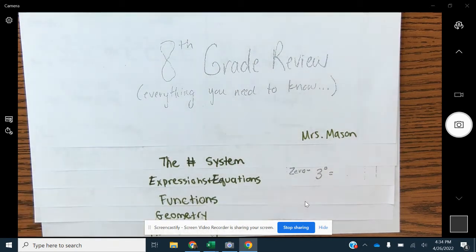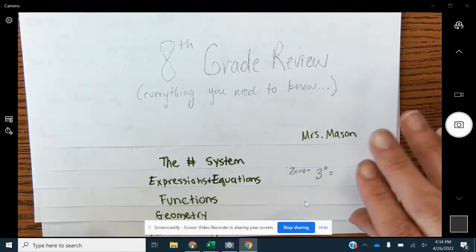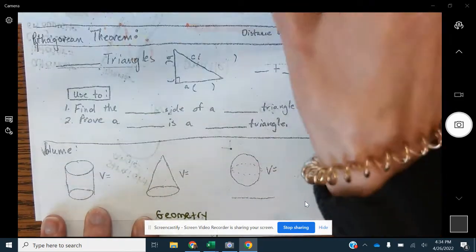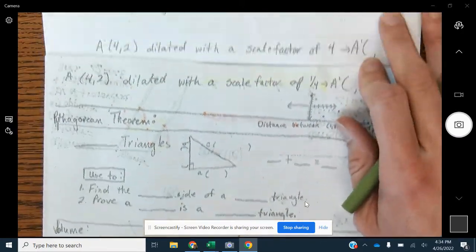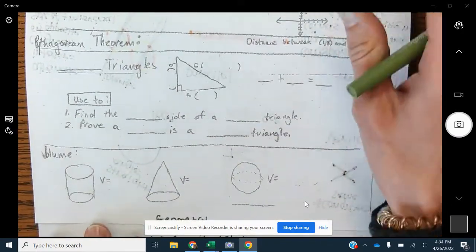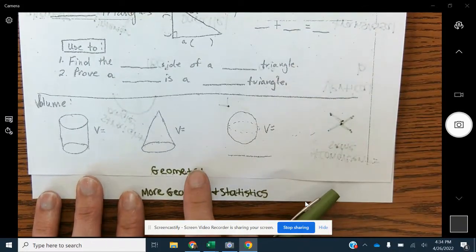Alright, hey guys. Today we're going to continue with our review of geometry, but our focus is going to be on transformations for today. So if you'll open to the first tab that says geometry.